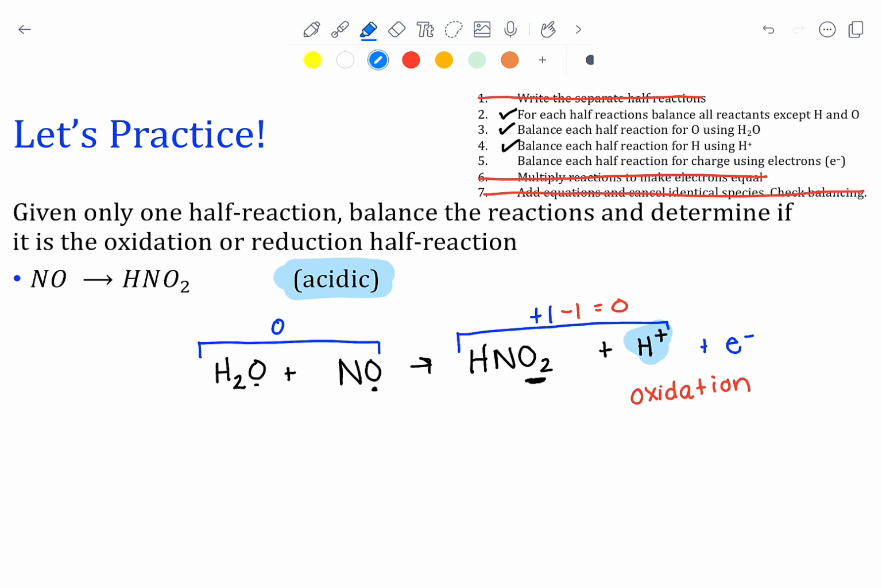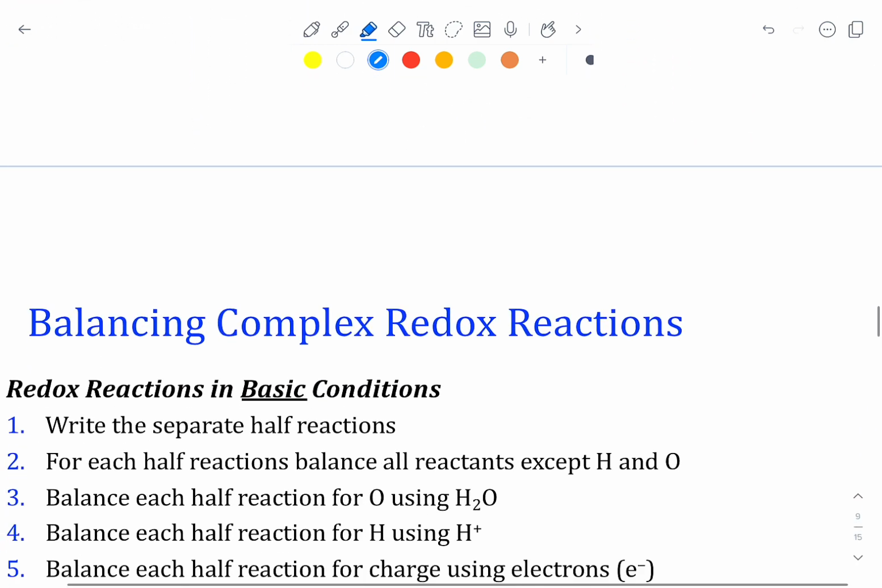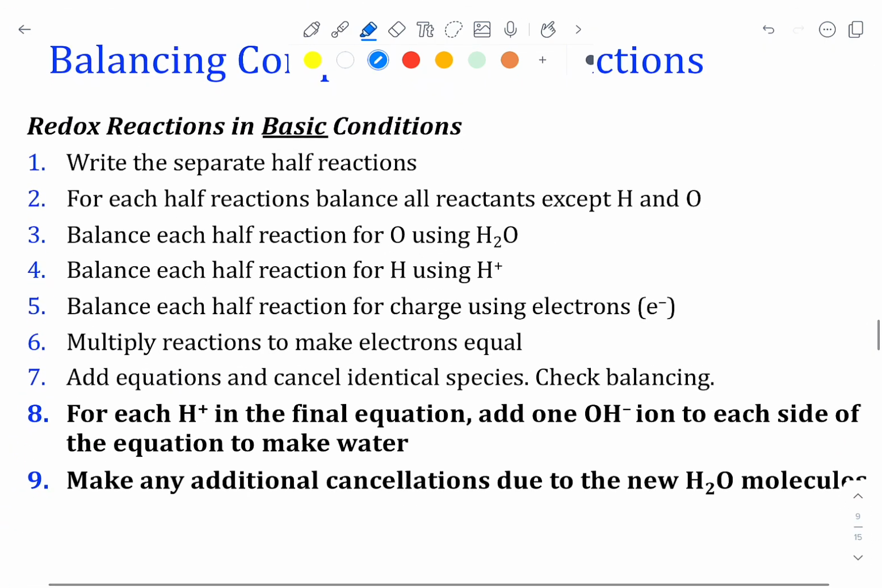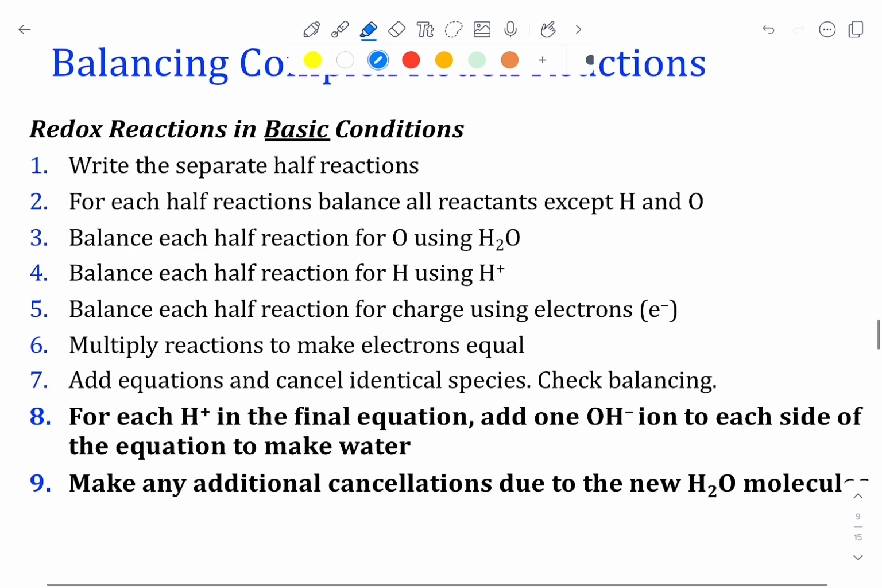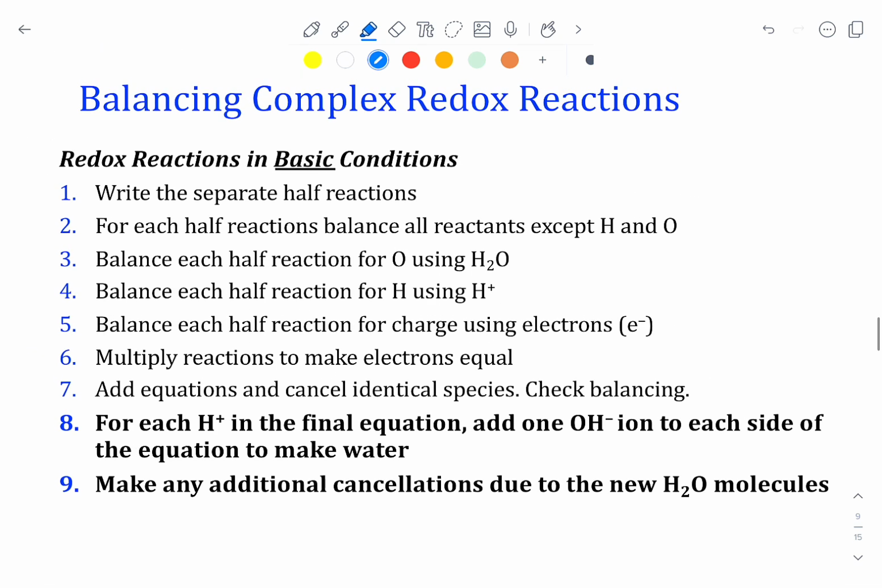Now what we want to look at is, what if instead of acidic, we're given basic solutions? So as I said before when we were introducing this, when we have basic conditions or basic solutions that we're balancing these complex reactions in, we still follow our first 7 steps. So the first 7 steps that we see here are the same as what we saw before. We now just add 2 additional steps at the very end of that reaction.